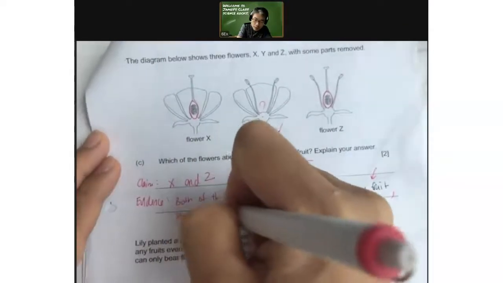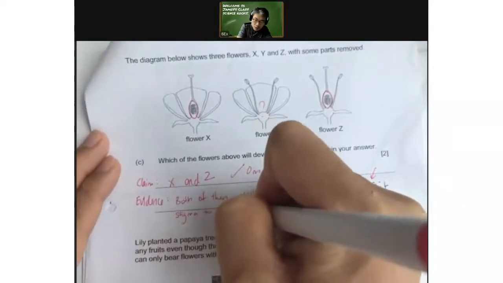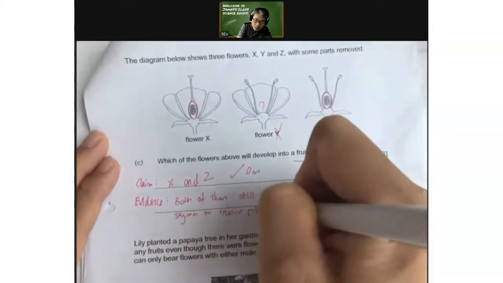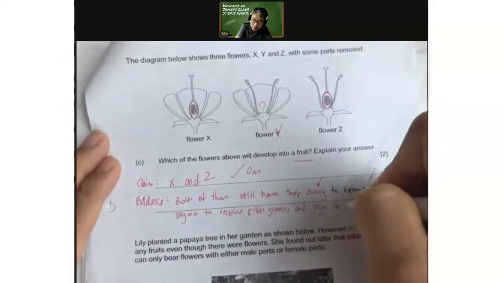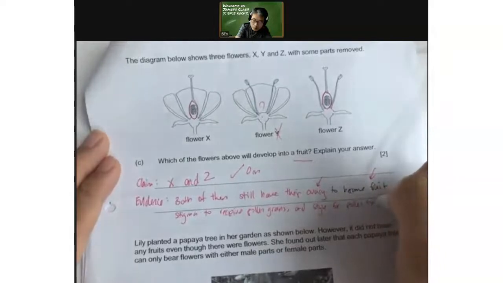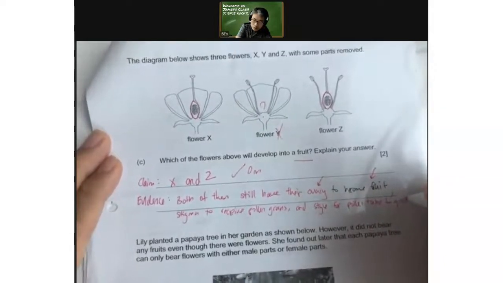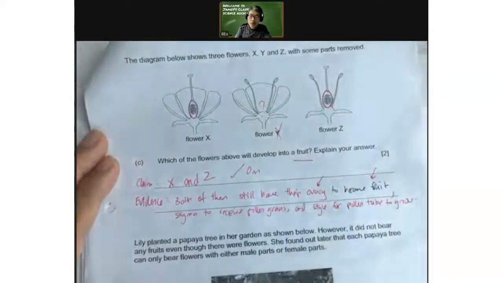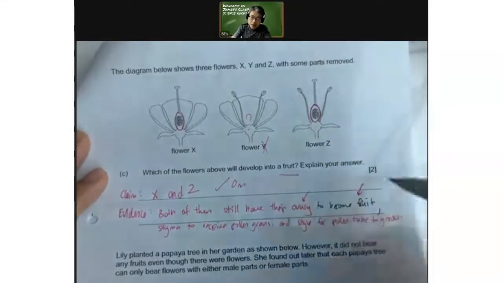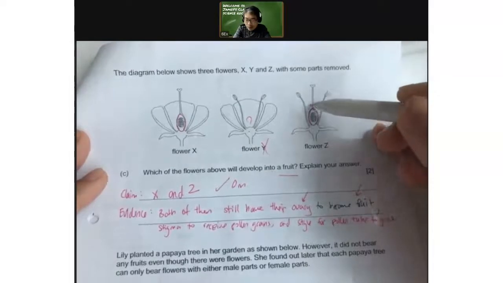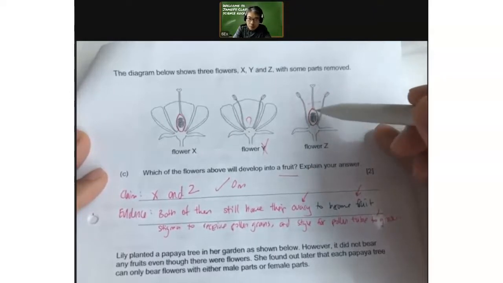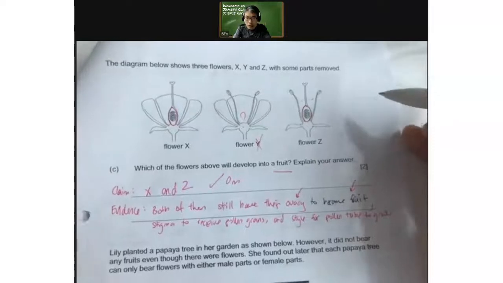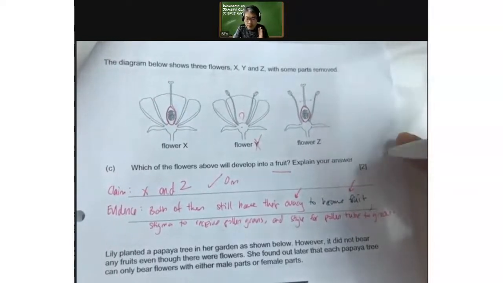stigma to receive pollen grains, and style for the pollen tube to grow. So all these three parts must be present. Even if you have the ovary, if I cut off at the style and no pollination is possible, then fertilization will not be possible either. So to answer this, all three parts must be there to get your full marks.